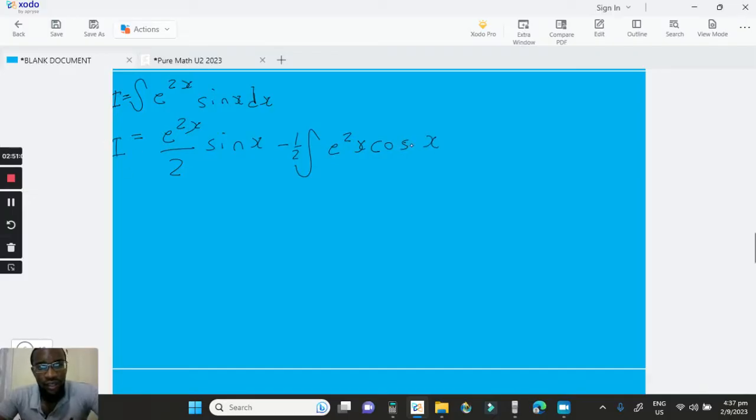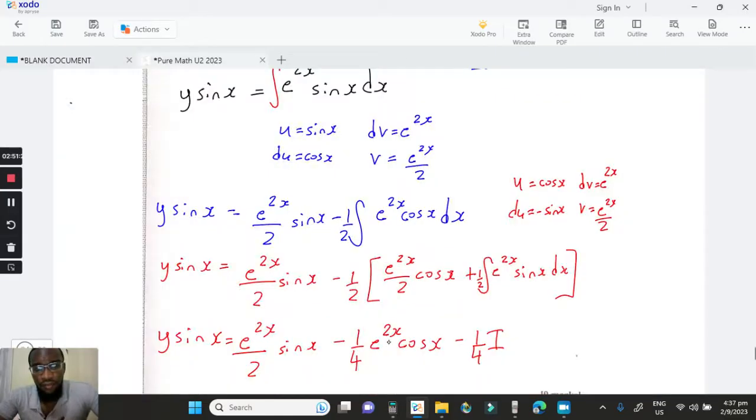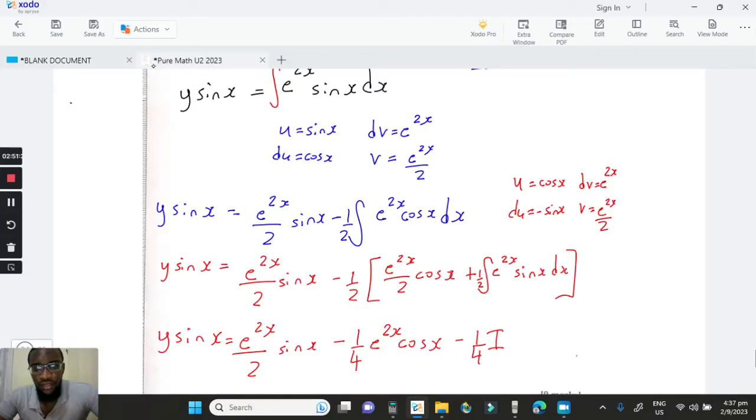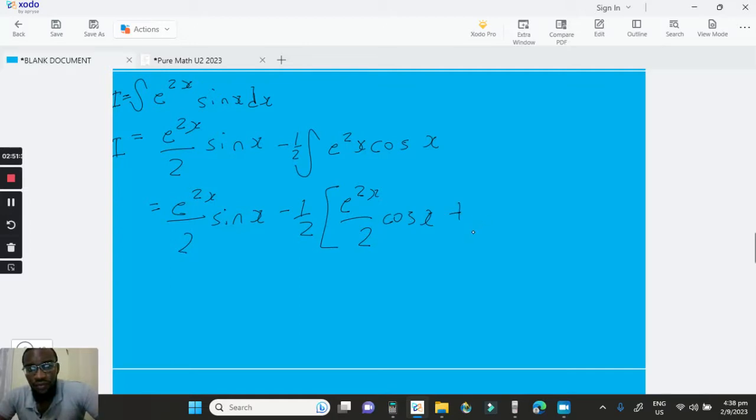Alright, that is our I. Now we had worked out e to the 2x over 2 sine x, then minus half. Here we had worked this out to be e to the 2x over 2 cos x, minus, was it minus or plus? Plus half integral of half e to the 2x sine x. But this part again was I. So because that part was I, this is I and this is I.